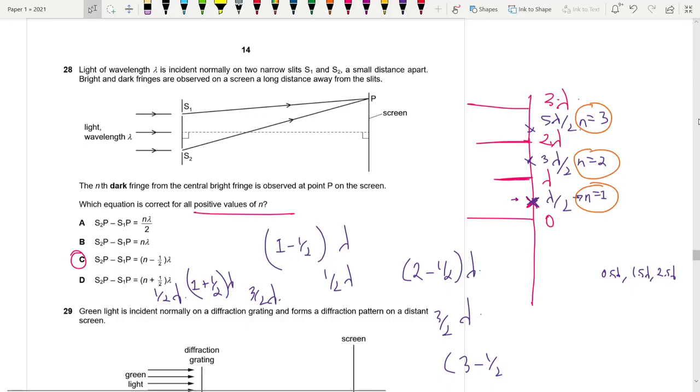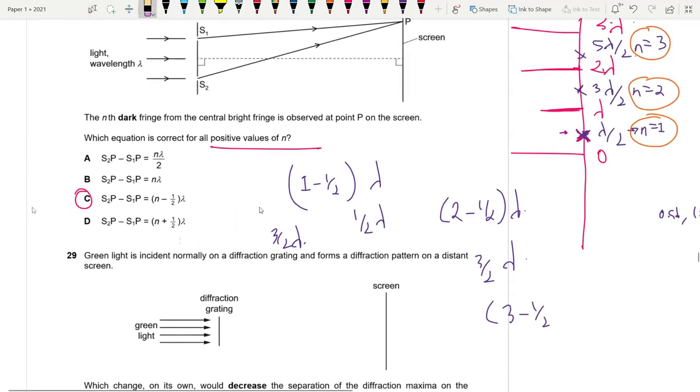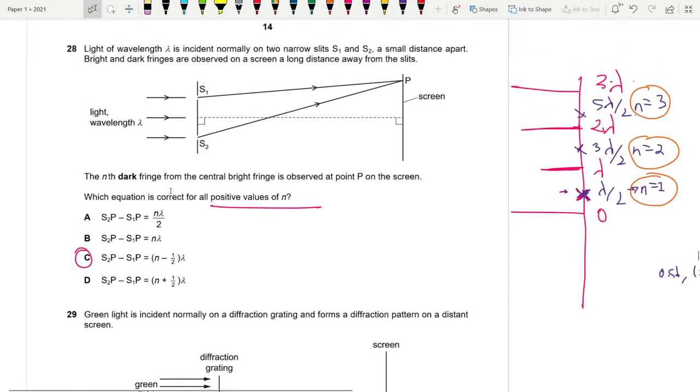So we want to find a formula that is valid for all positive values of n. Why don't we try trial and error? That would give us the best answers. Starting with S2 P minus S1 P is equal to n lambda by 2. All positive values of n, that is the key point here. 0 isn't allowed. So let's try 1 into lambda by 2, that's fine, lambda by 2. 2 into lambda by 2 is actually lambda, which is constructive superposition. So this is wrong. Let's move on to the next one. n lambda, 1 lambda, it's wrong at the beginning. So it's not working.